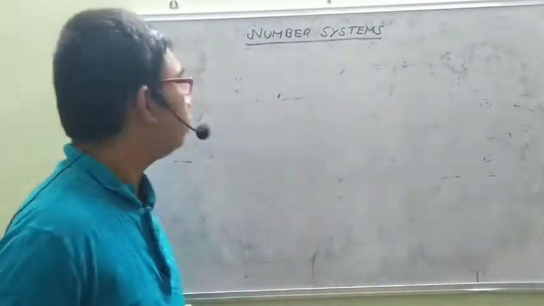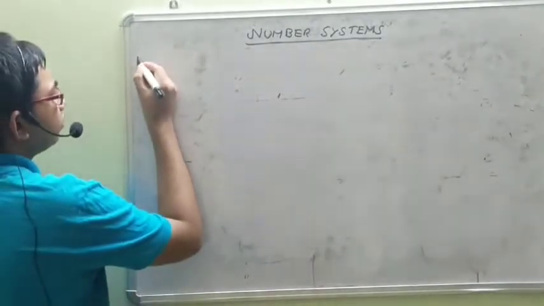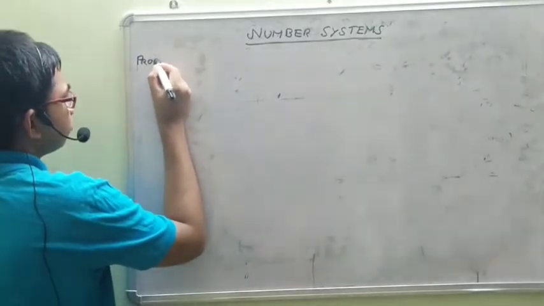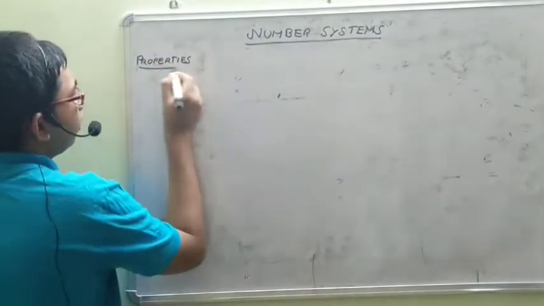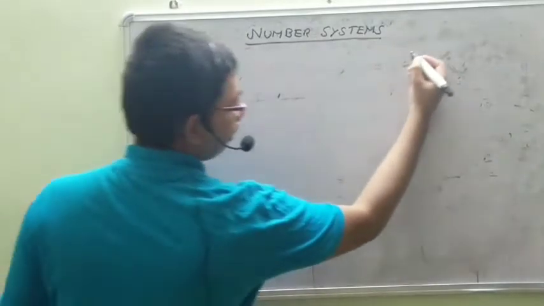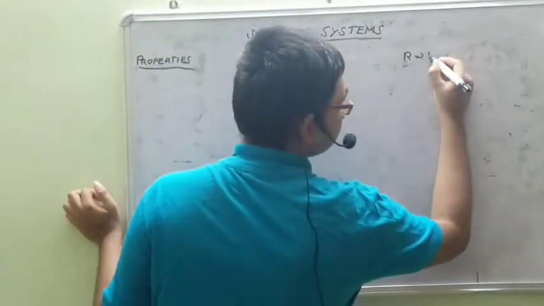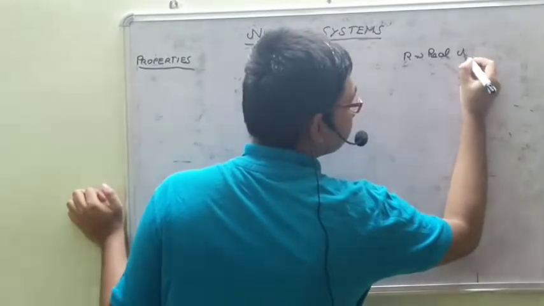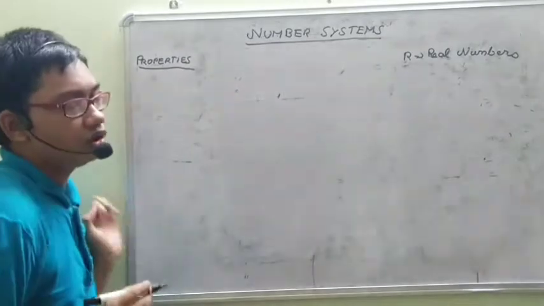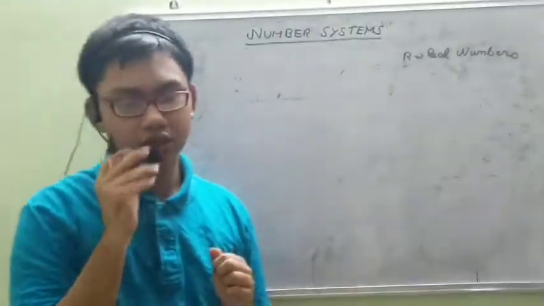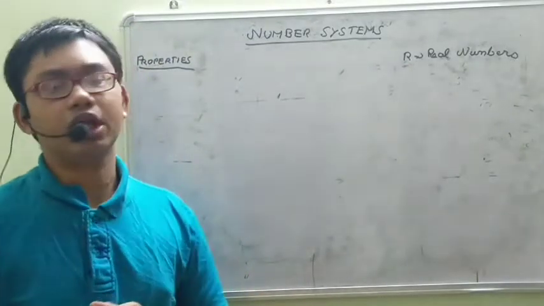So let us start with the properties. As I have already said, we denote the system of real numbers by the capital letter R. So what are the properties that are exhibited by real numbers?